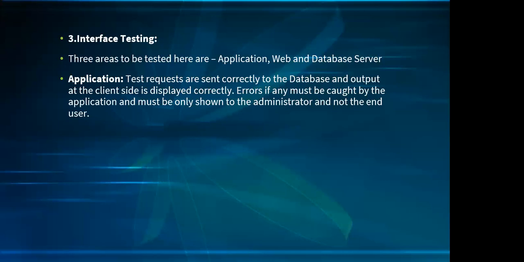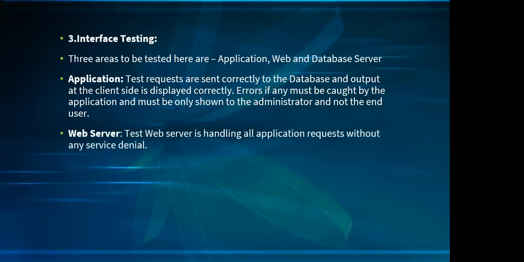And that's where it brings us to our test case part, the design, so that we can look at some techniques that we can use to achieve this. The next one is web server. You test whether the server is handling all application requests without service denial. So check that any link you put on the web application is working as expected and is not denied. If there's any error, it should state the error correctly, well readable for users to understand.